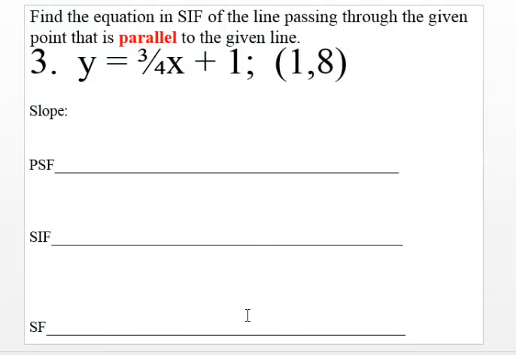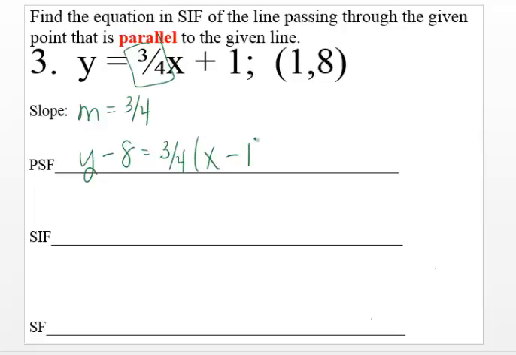Let's do one more example of this kind, only because now I'm asked to write it in standard form as well. So the slope of this line happens to be 3/4, easily picked out because it's in y equals mx plus b form. That allows me to write it in point-slope form. Y minus 8 equals my slope 3/4 times x minus my x-coordinate of 1. So there's my point-slope form.